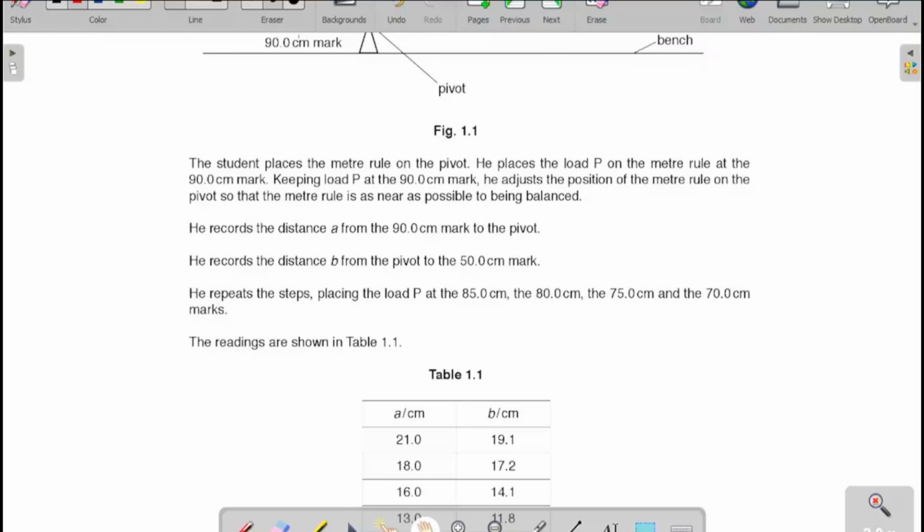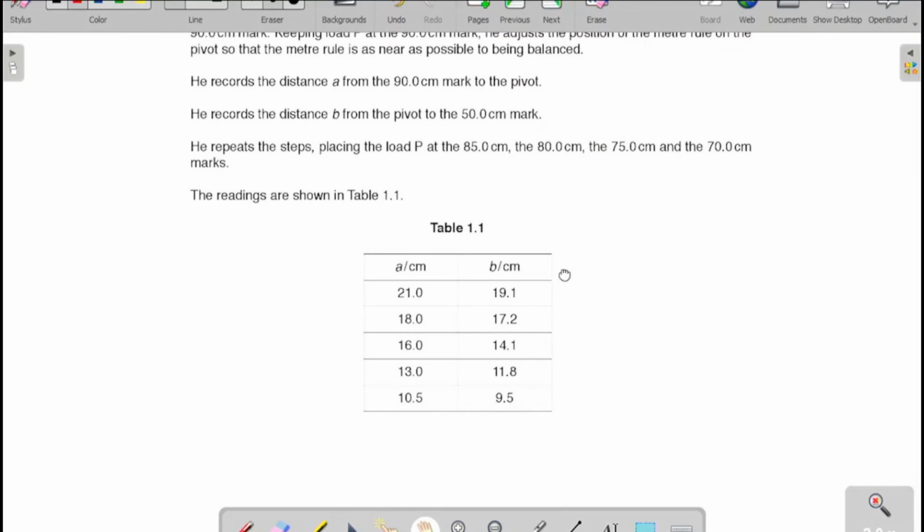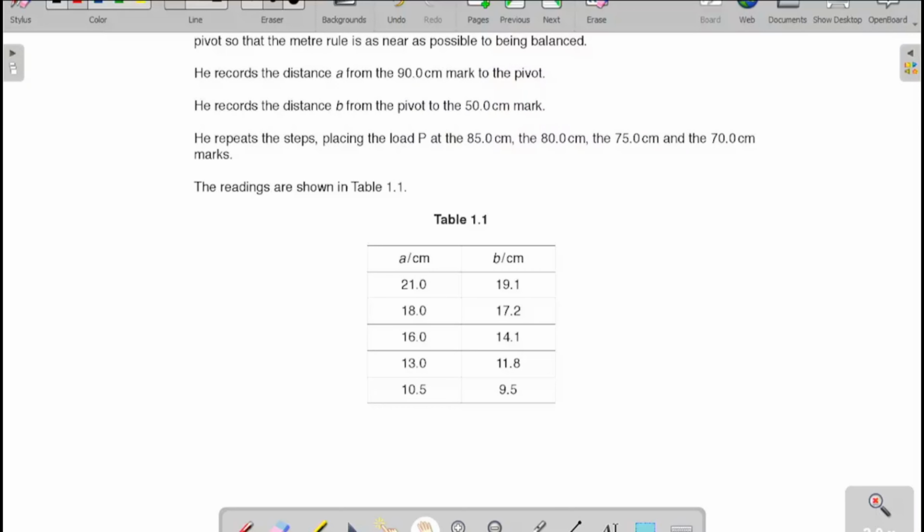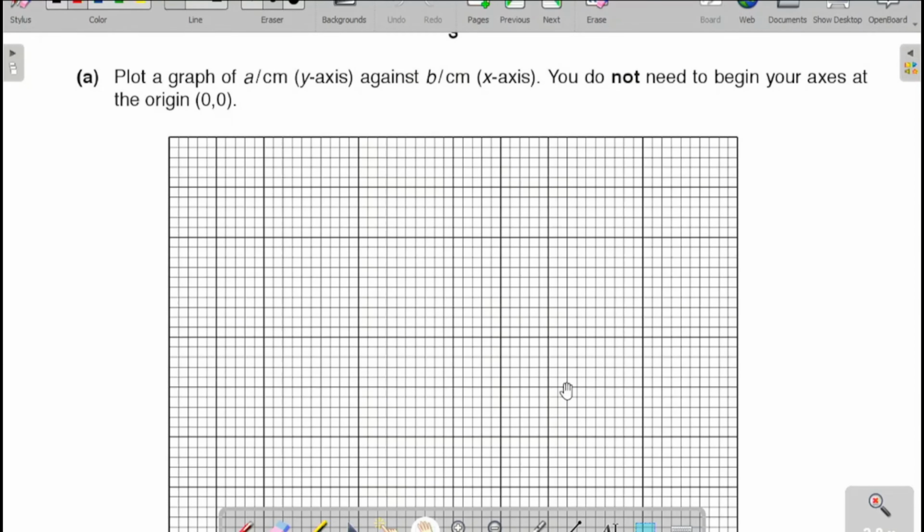He repeats the step, placing the load P at the 85 cm mark, the 80 cm mark, 75 cm, and 70 cm marks. Let's look at the readings below. These are the readings for A, and then these are the readings for B.